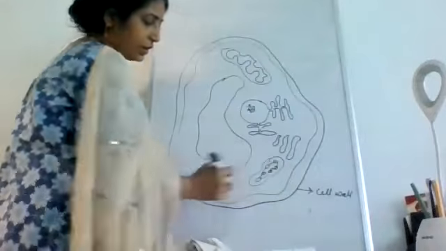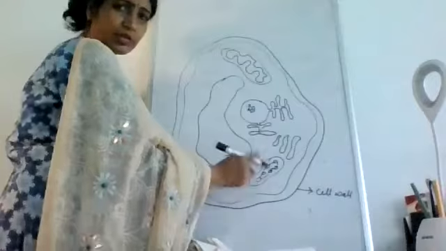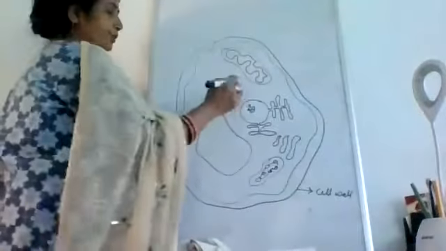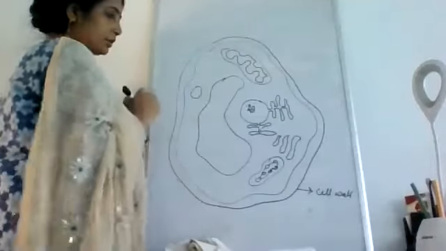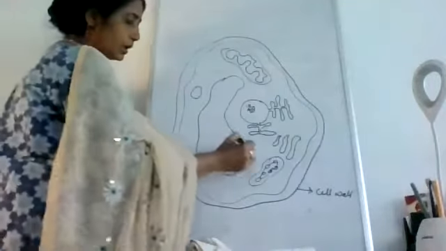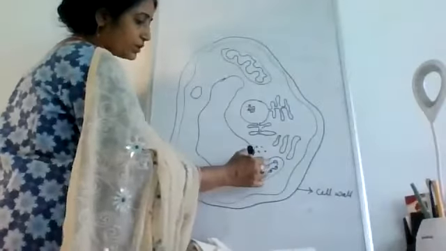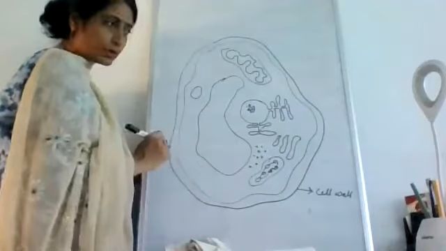What is this structure? Cytoplasm. Chloroplast. And then what is left? Lysosomes. क्या है ये? Lysosomes है. फिर क्या है ये? ये जो small granule like structure है. What is this? Ribosomes.